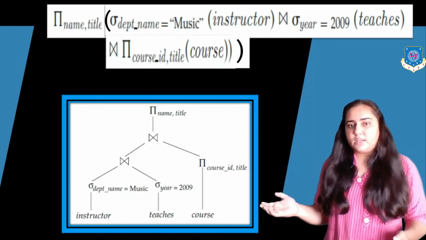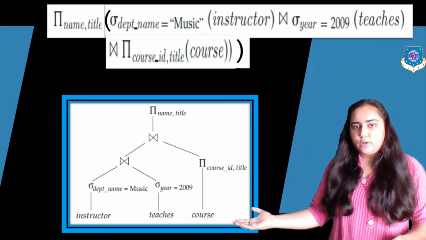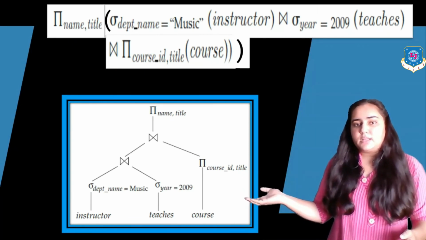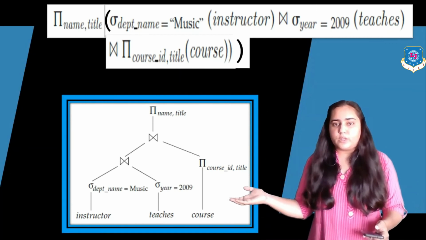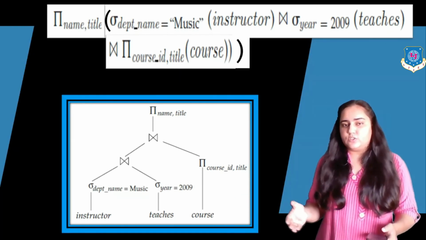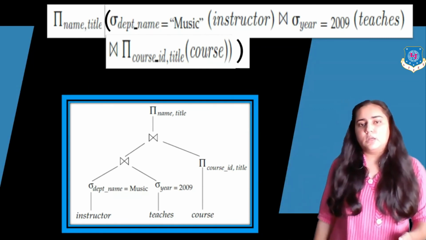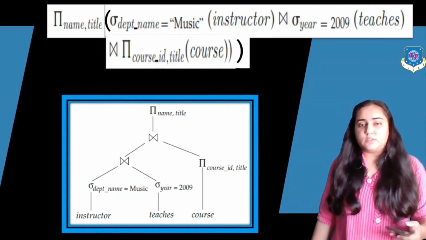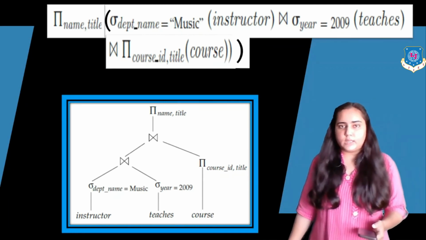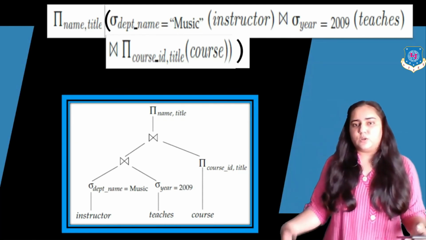And with that, I can also apply the pi condition to course, which you can see here, course and then pi condition with course ID and title. And then I can take a natural join of course with the result of instructor natural join teachers. And once that natural join is taken, I simply have to do pi course ID, name, title. So this is what my tree looks like. Now you can see this is a much more balanced tree than what we saw earlier.